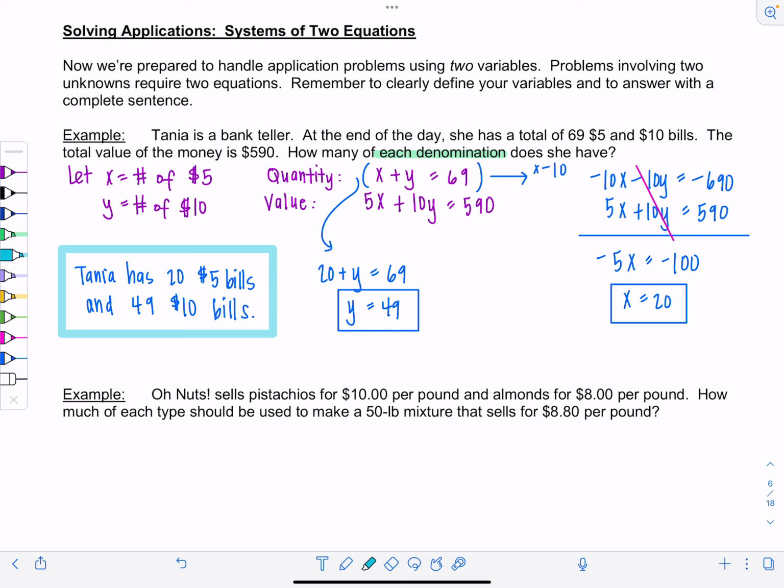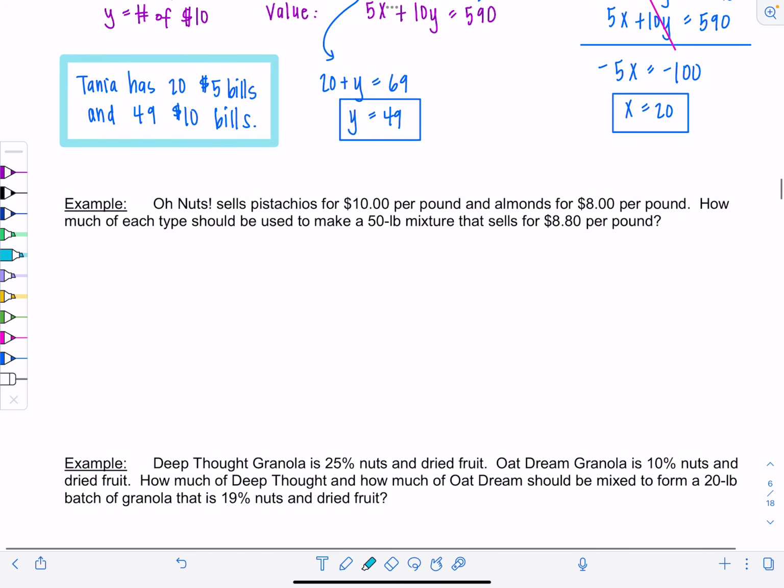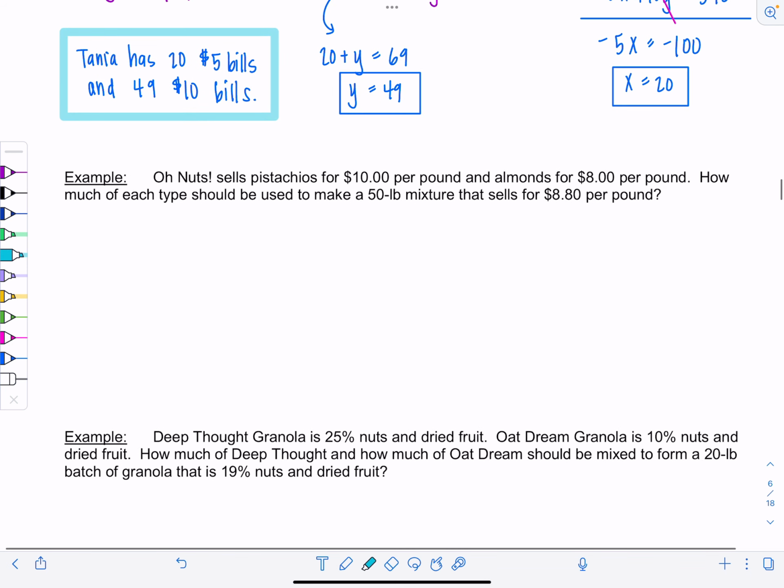Good. Let's look at another example. Oh Nuts sells pistachios for $10 per pound and almonds for $8 per pound. How much of each type should be used to make a 50-pound mixture that sells for $8.80 per pound?